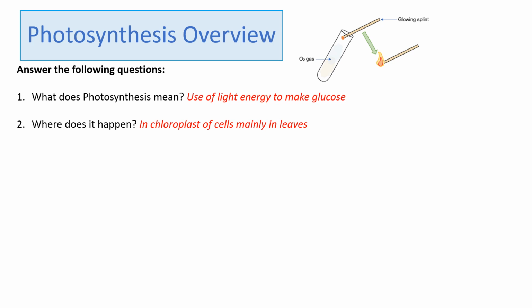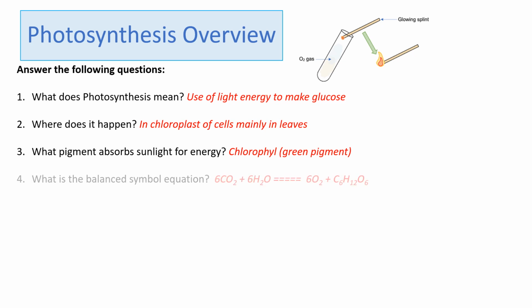It happens in the chloroplasts of cells, and mainly those cells are palisade mesophyll cells in the leaves. The pigment which absorbs sunlight is chlorophyll, which is that green pigment. The balanced symbol equation is 6 CO2 plus 6 H2O goes to 6 O2 plus C6H12O6, glucose.